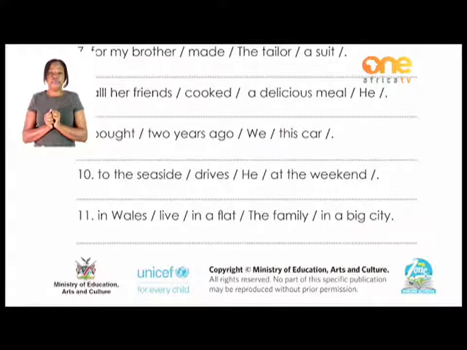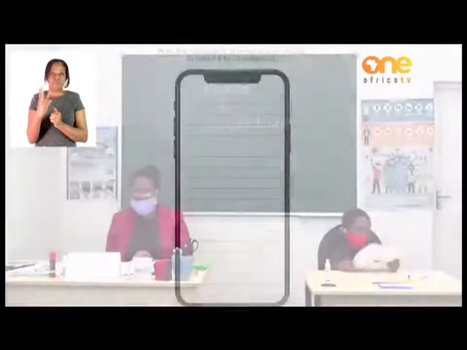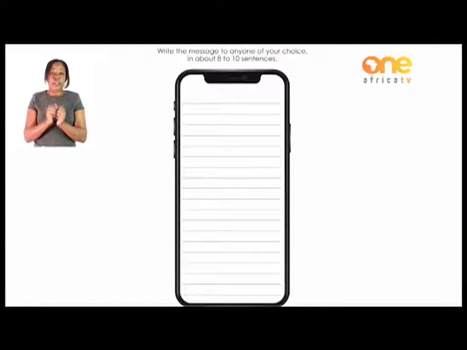Now let me get the grade 2s back again. Grade 2s, come with me over to page 17. The grade 2s, you are going to enjoy writing and formulating your own sentences here. You write a message to anyone of your choice, your friend, in about 8 to 10 sentences. Make your own sentences. They can be 8 or 10. Check your spellings and check your sentences whether they are correctly constructed. Make the sentences nice. You can be rubbing out how many times you want until you make a proper sentence, and I'll check with you again.